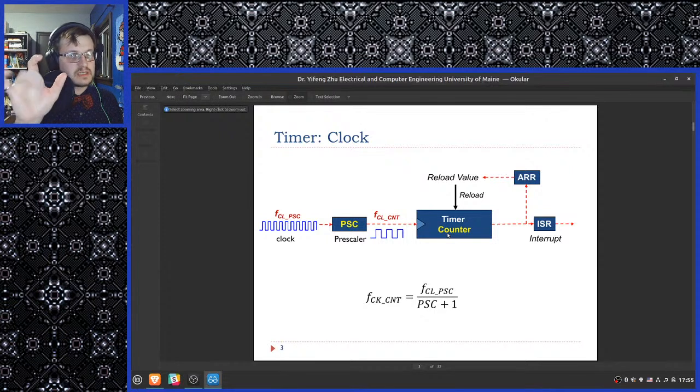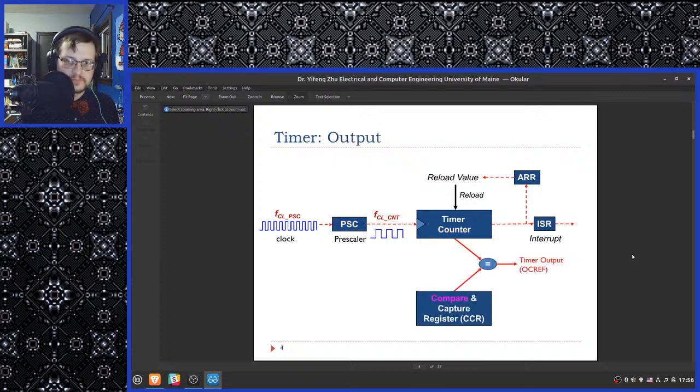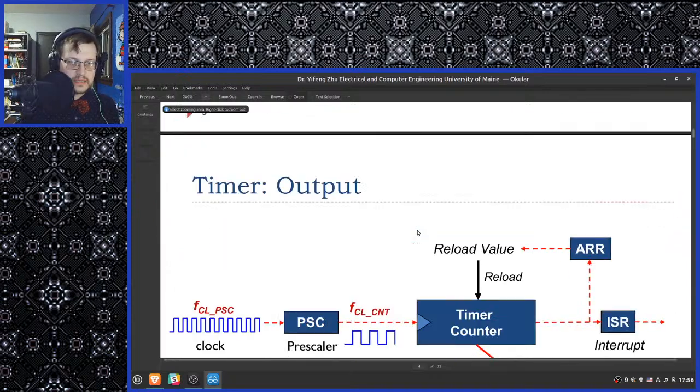But, of course, the frequency can't go any faster than the original clock signal. The prescaler will only slow it down. This is too confusing. Let's reset. Essentially that's the overall view of how a timer works.